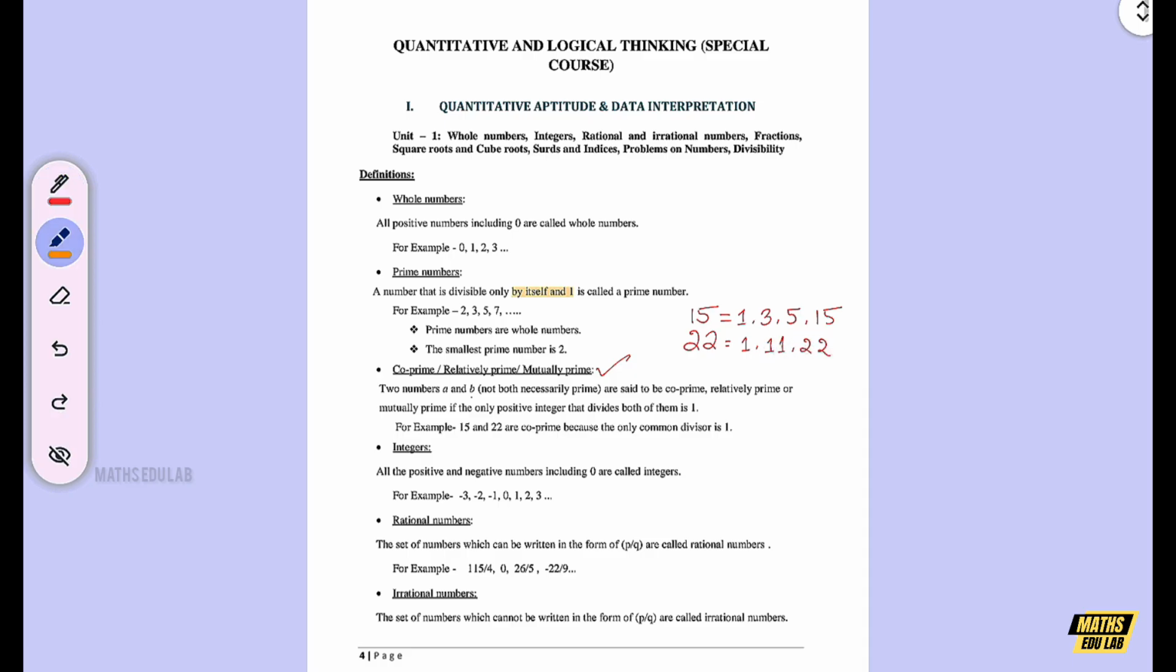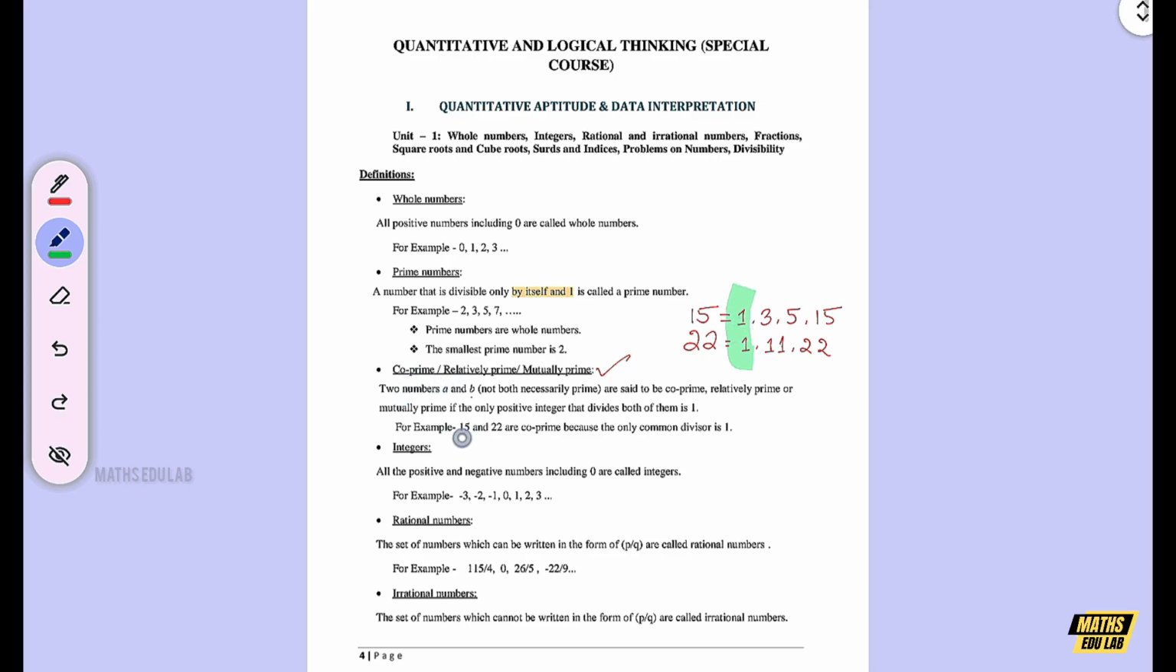Now here if you see, we have a common number, 1, in these numbers. So 1 is a common. That's what we call co-prime. We don't want any common number excluding only 1. That means we have to get only 1 as a common. When the common number of two given numbers is only 1, then it is called a co-prime number.